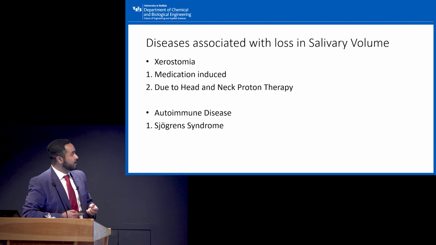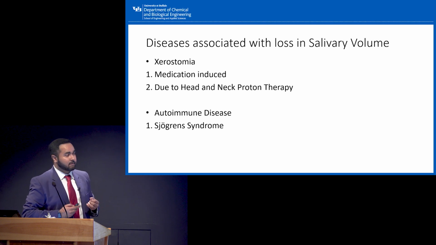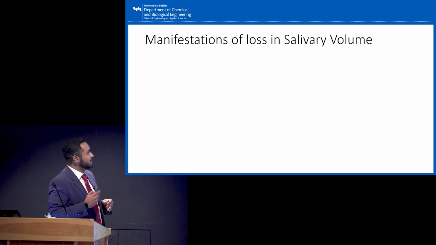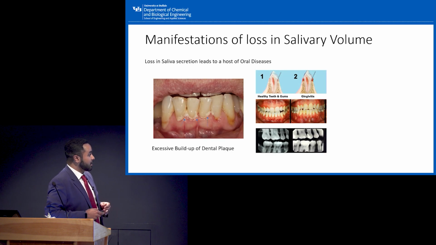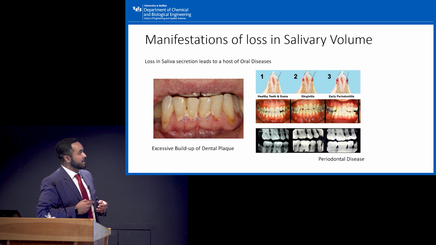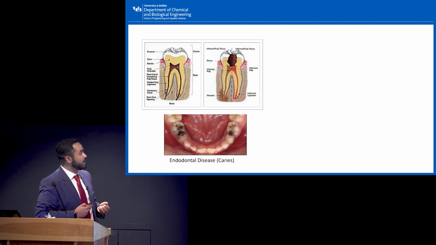So all of these conditions together can lead to a loss in salivary flow and volume. So now that there's no saliva to basically regulate the oral microbiome, that can run wild, and you can have a whole host of dental and oral diseases. I'm just going to show you a few of them out here. With an excessive buildup of dental plaque, you can get a disease called gingivitis, which, if not treated, can lead to advanced periodontal disease, where you lose your gums and your teeth.